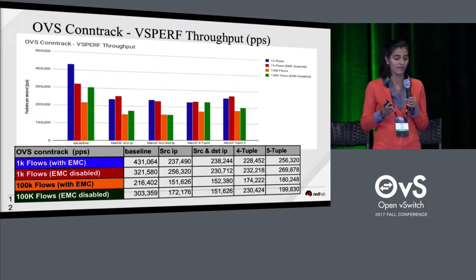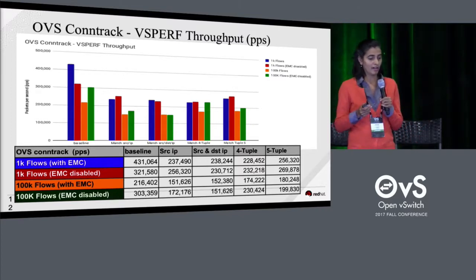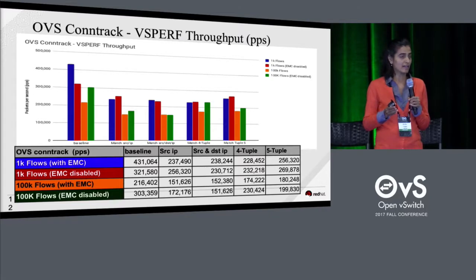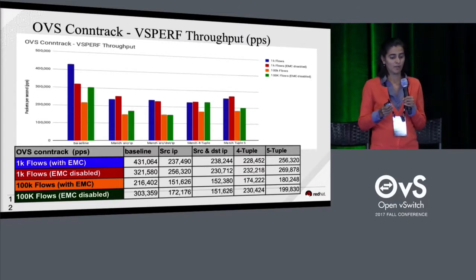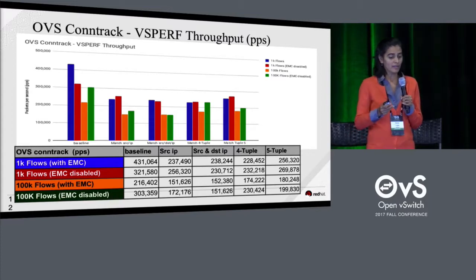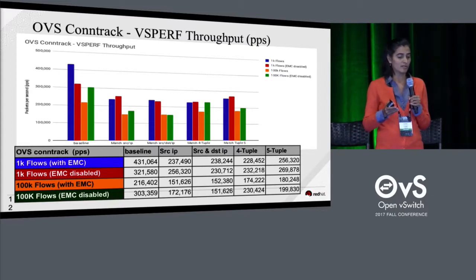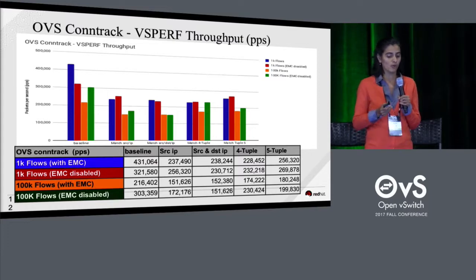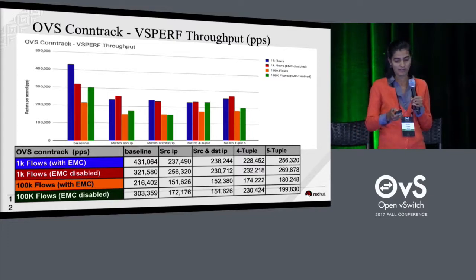Then moving to 100K flows, which is the orange indicator there, that is with EMC enabled. That's showing we take a 50% hit in the baseline itself on just enabling 100K flows. And then when you enable contract, you can see there is a slight hit as you enable contract with that. And then with EMC disabled, you do see a performance bump in this case for 100K flows, and you see it even for the contract use cases.